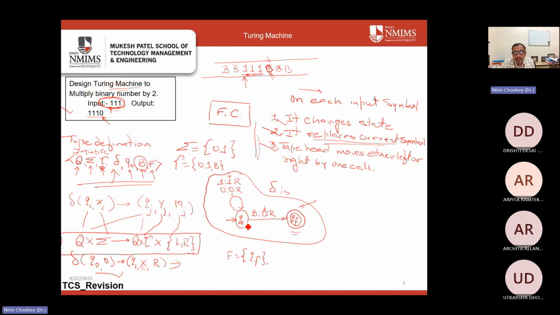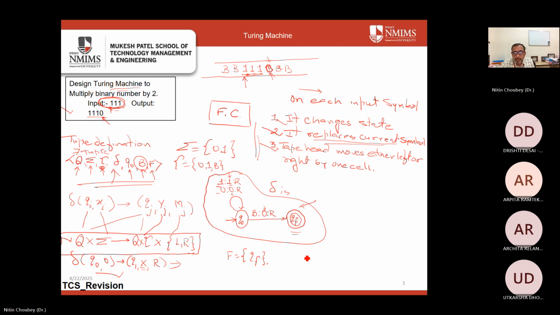If you see here, we have an initial state. From the initial state, we apply some input like 1 or 0, which is replaced with a replacement symbol, and the movement is shown to the right. That is what has been reflected here in terms of transition mapping.